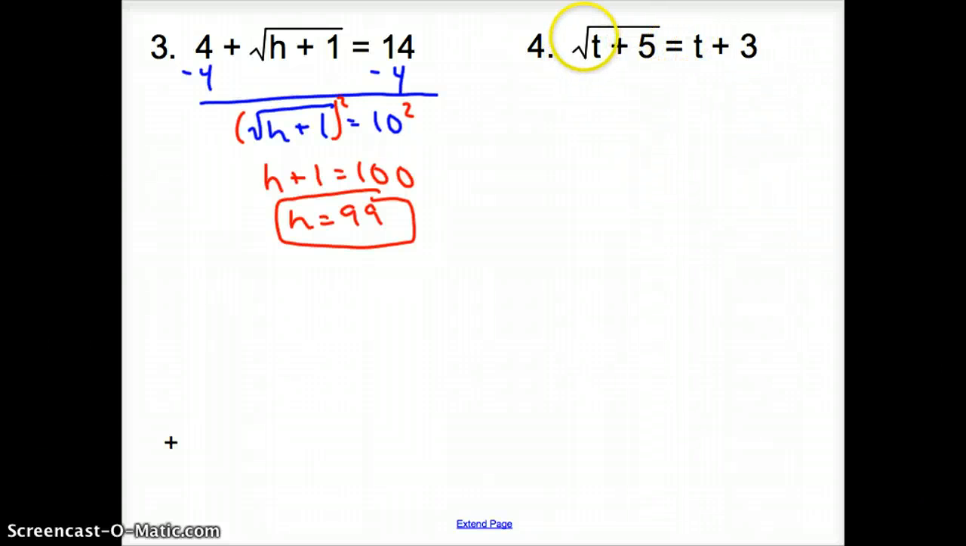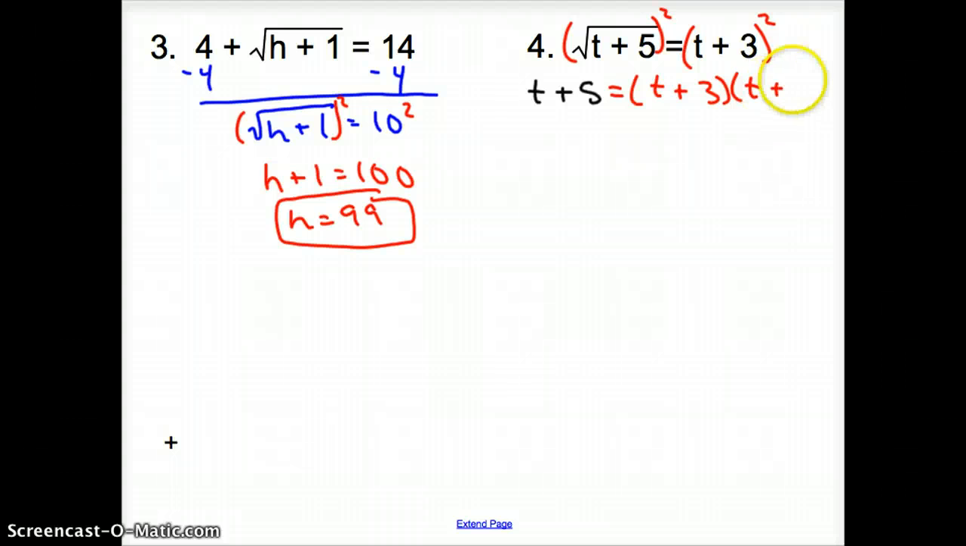What we have to do, we still have to get rid of the square root, right? So I'm going to square both sides. But when I square the right side, ladies and gentlemen, I have to square the whole thing. So on the left side of the equation, I have t plus 5. But now, on the right side of the equation over here, I'm going to have t plus 3 times t plus 3, because that's what this square means.